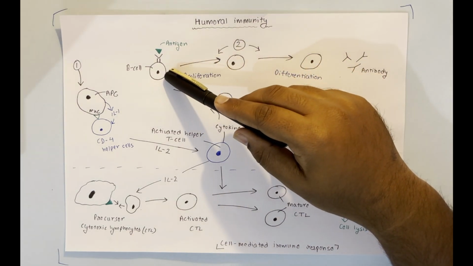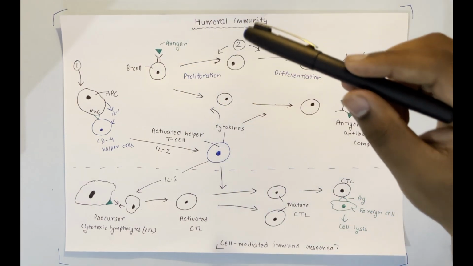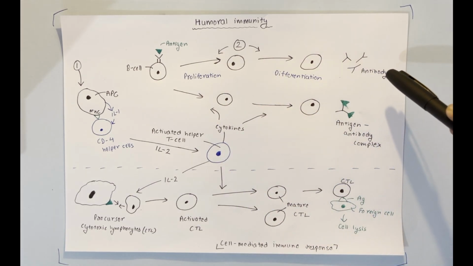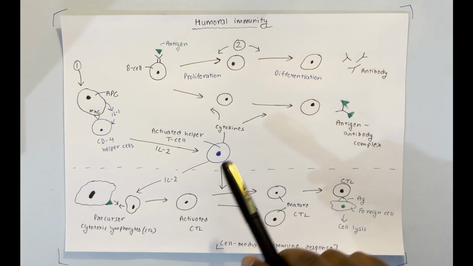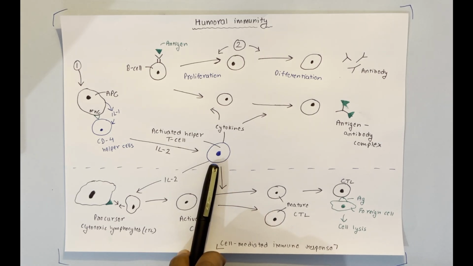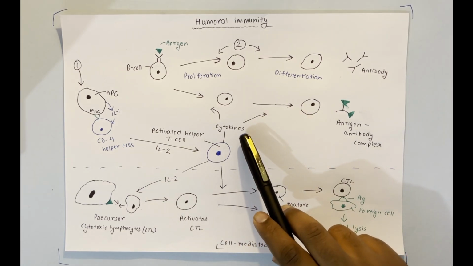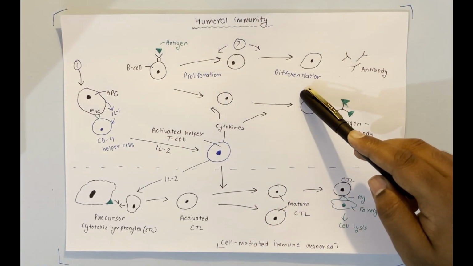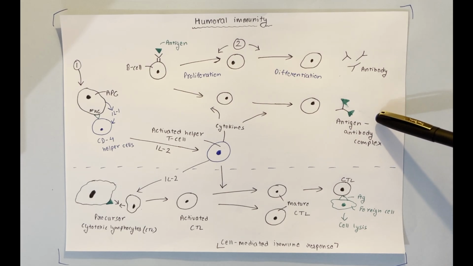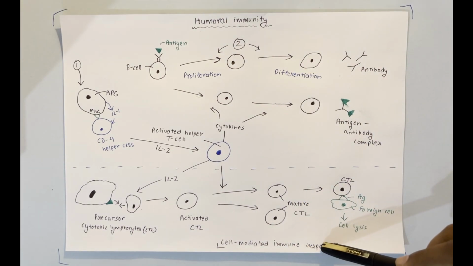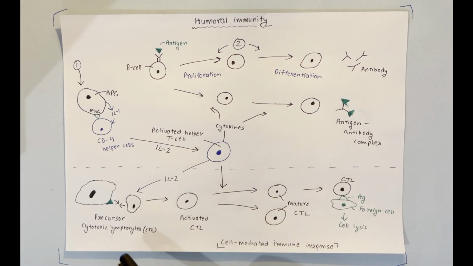Second, we have B cell, which when bound to antigen proceeds to proliferation, which means a rapid increase in number, and then differentiation, leading to production of antibodies. When these CD4 helper cells are activated into activated helper T cells by interleukin 2, cytokines are produced. These cytokines increase the process of proliferation and differentiation, leading to formation of antigen antibody complex, which shows the response of humoral immunity.